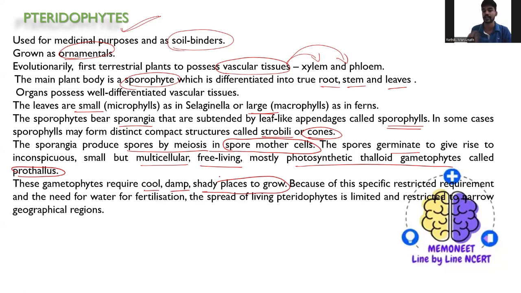It requires cool, damp, shady places because of its restrictions for the development. So it requires water for the fertilization also, means during the fertilization, it requires water. So the spread of these living pteridophytes is limited because of the restriction to narrow geographical areas. Because for the development they require these conditions, and for the fertilization it requires water. So they are restricted to certain conditions or certain geographical regions.